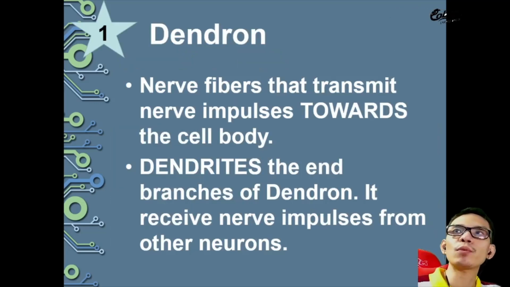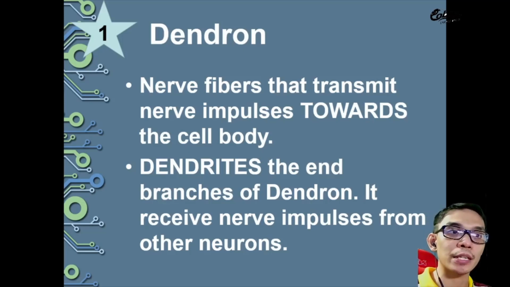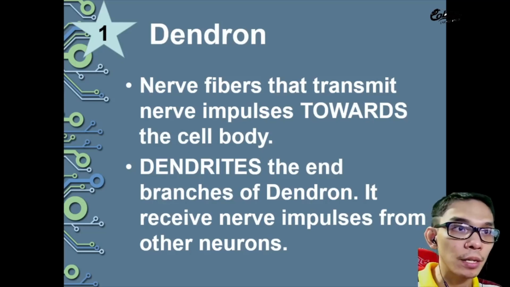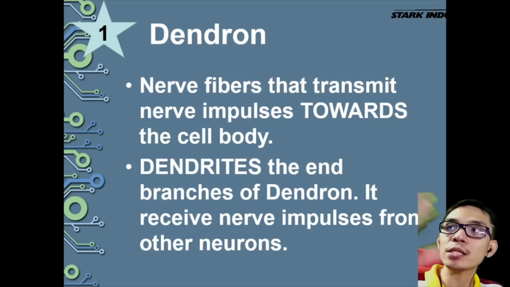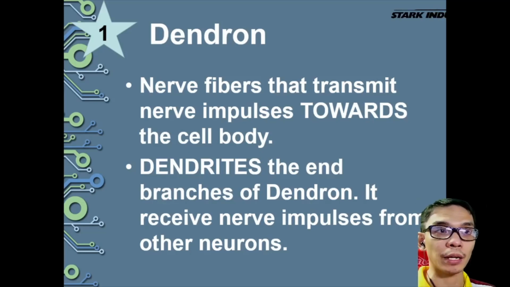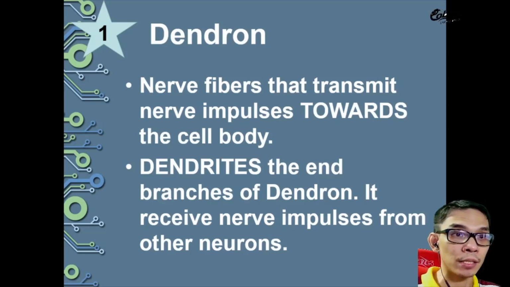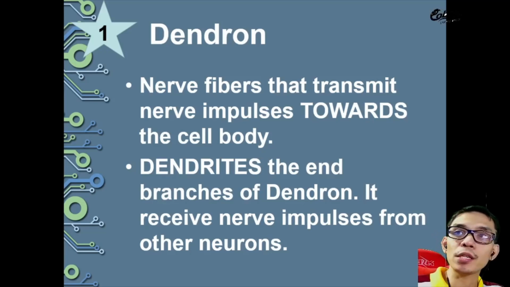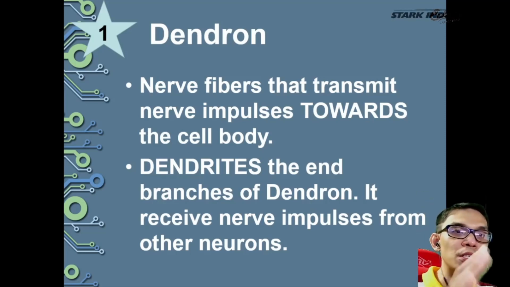To start with, let's have first the dendrons. The dendrons are nerve fibers that transmit nerve impulses towards the cell body. As you can see here, I highlighted the keyword so that you will not be confused. Towards the cell body, that is the dendrons. The branches of the dendrons are called dendrites. These dendrites receive the nerve impulses from other neurons. They are designed to receive these nerve impulses.